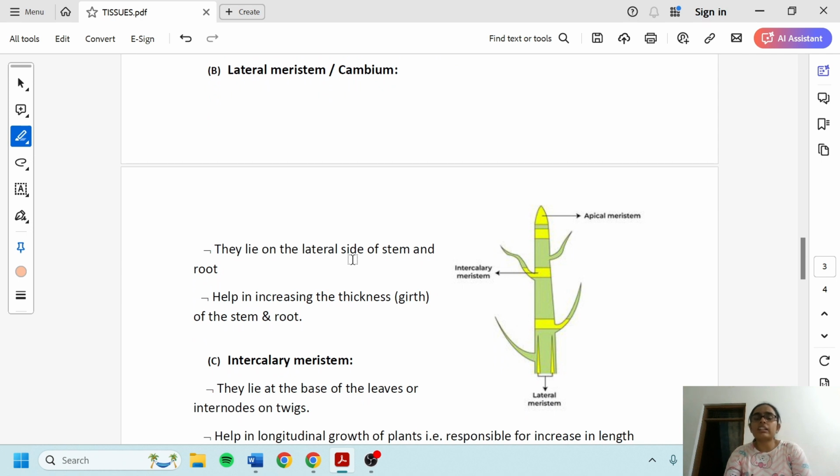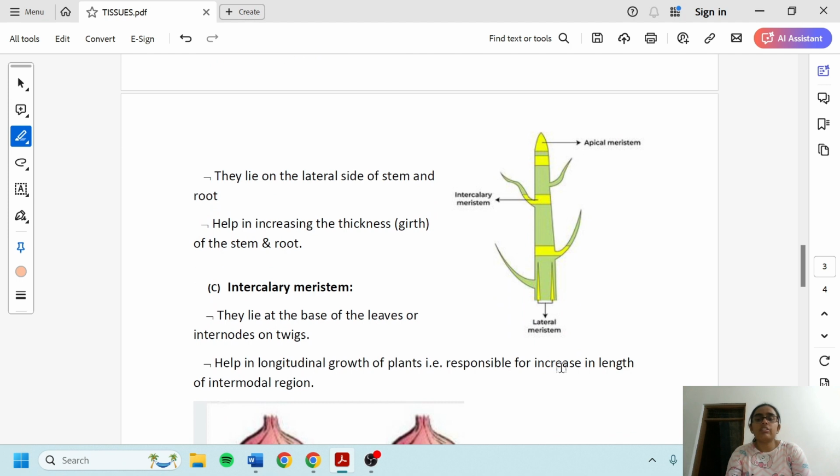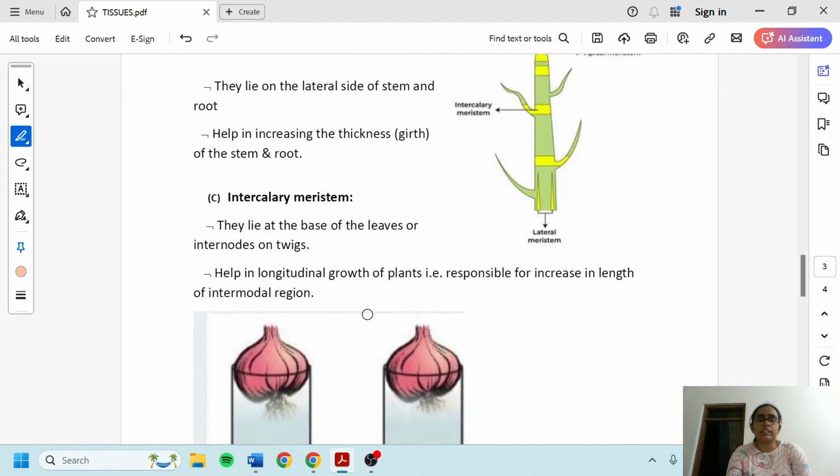Lateral meristematic tissue or cambium lies on the lateral side of the stems and roots. They help in increasing the thickness or girth of the stems and roots. Now, intercalary meristematic tissue lies at the base of the leaf, or the internode on a twig. It helps in longitudinal growth of the plant, that is, it is responsible for the increase in the length of the internodal region.